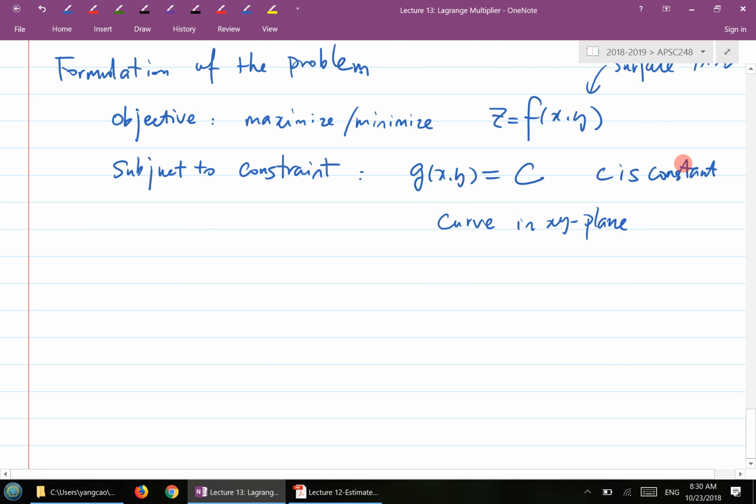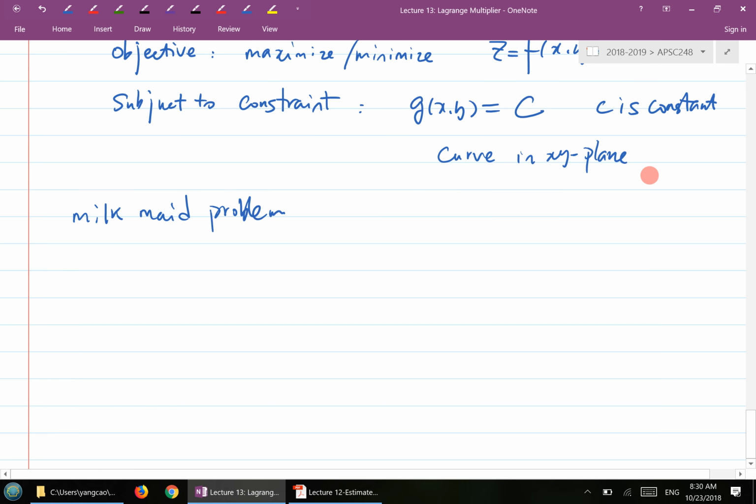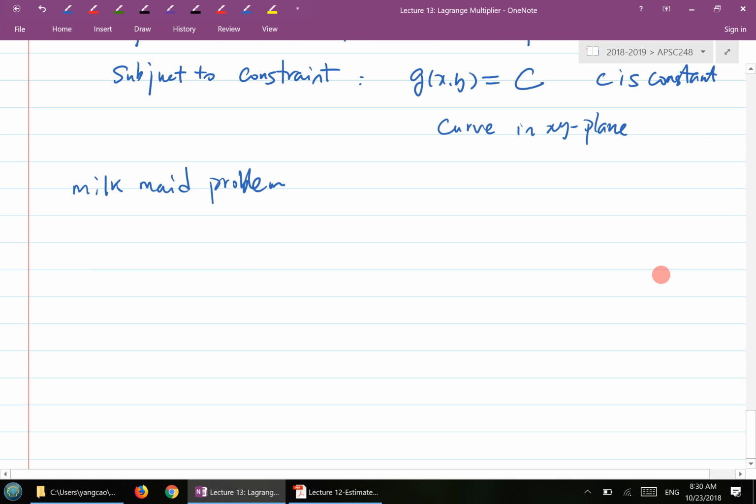To start the question here, if you look at some of the famous textbooks for optimization, there is a very famous problem called the milkmaid problem. So here is this problem. I don't know how they generated the problem, but a lot of people use this one to start with the introduction of this constraint problem.